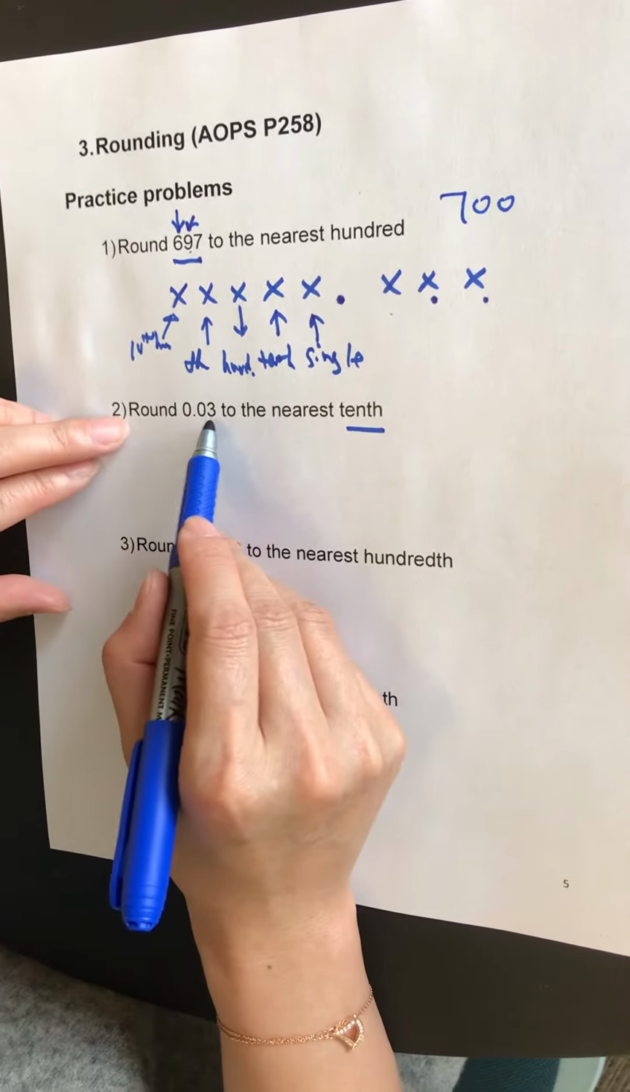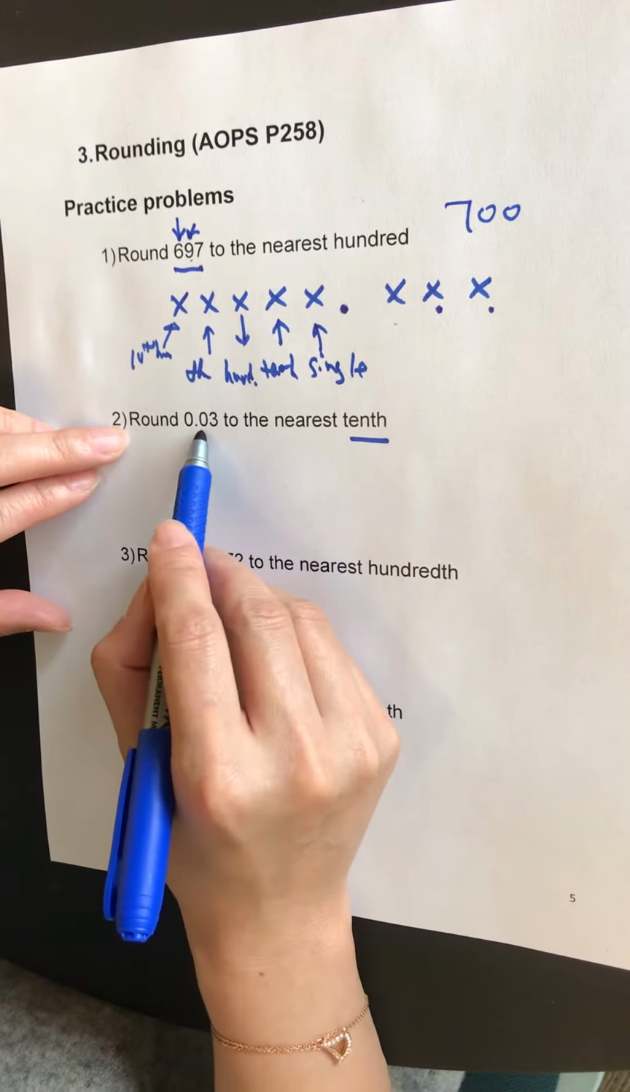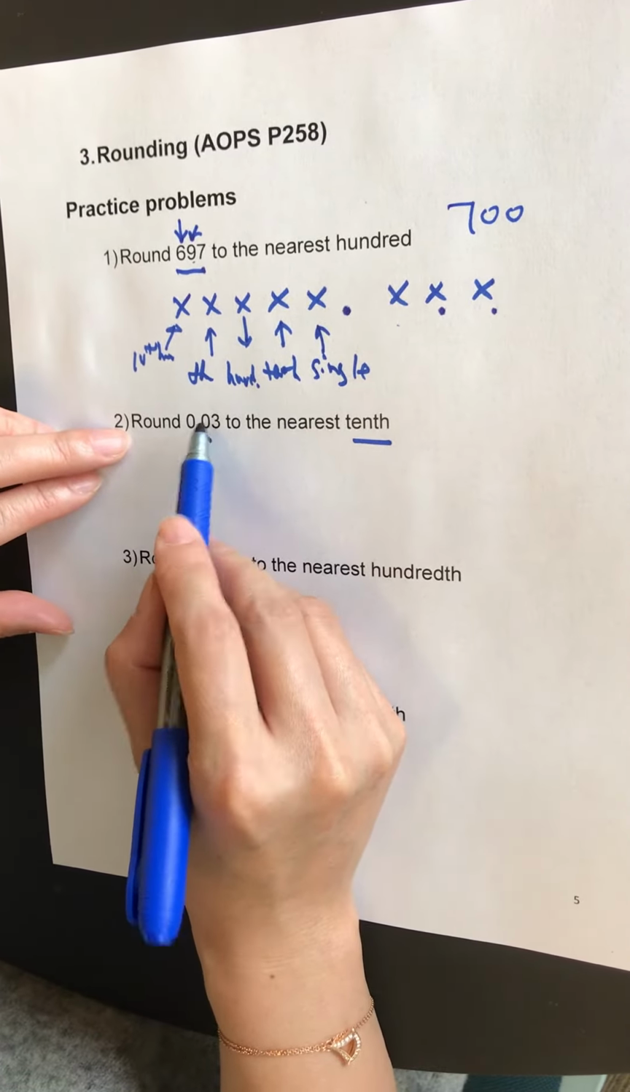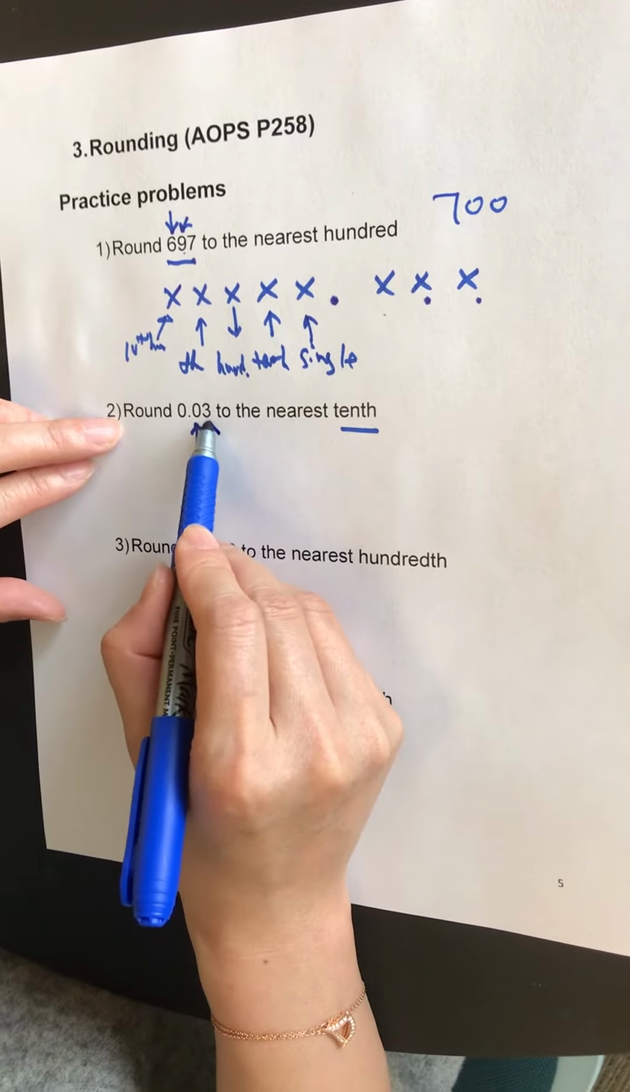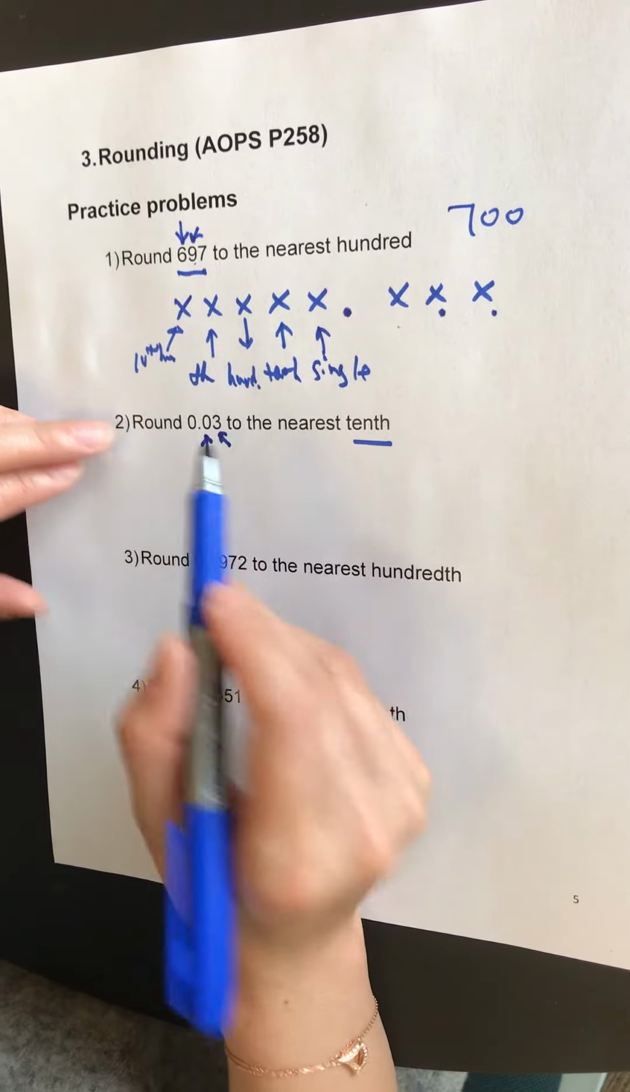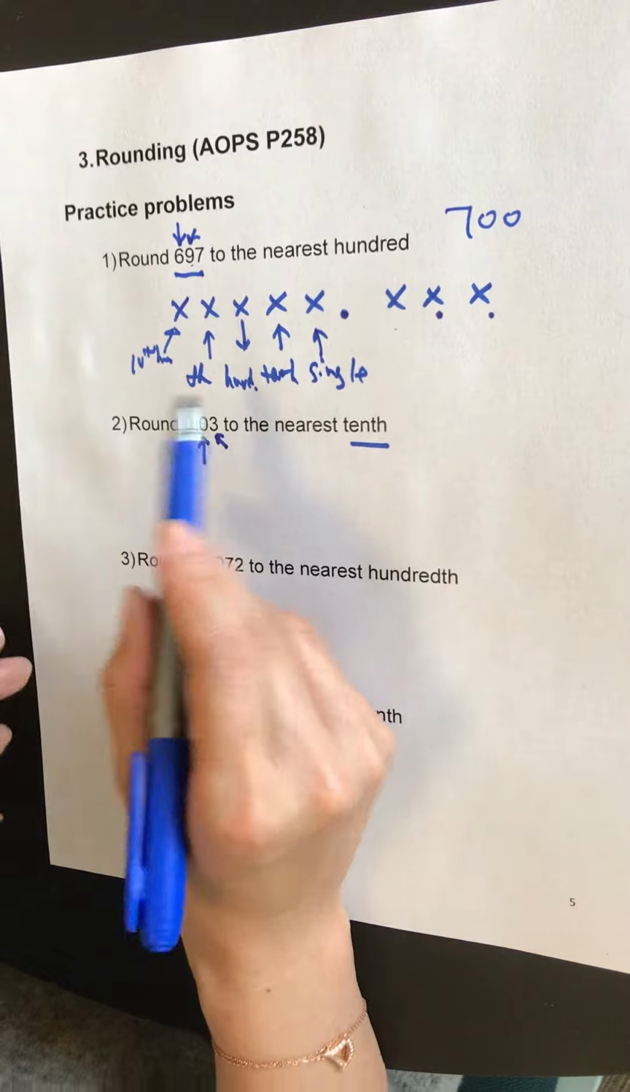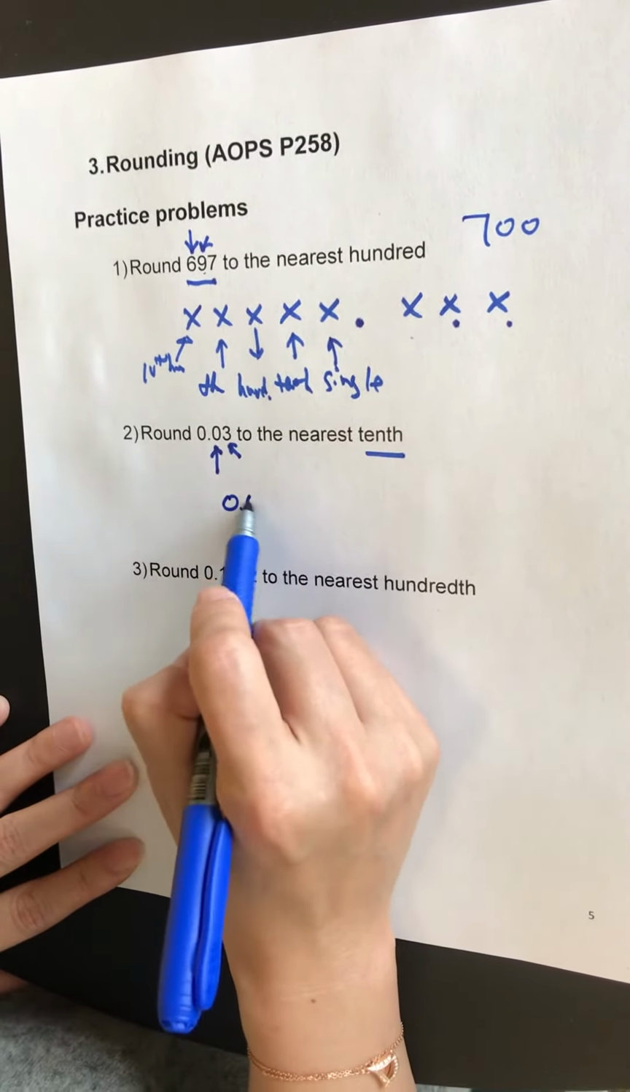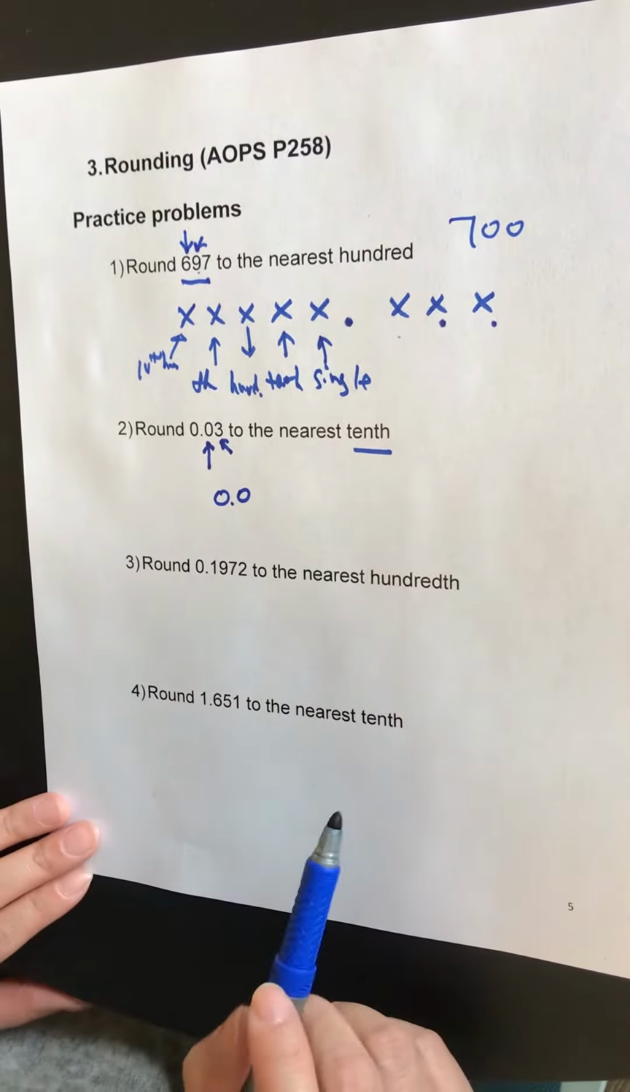Round 0.03 to the nearest tenth. Nearest tenth is this place. So you look at the number right behind it. 3 is less than 5, so there is no carryover. So the rounding would give you 0.0.